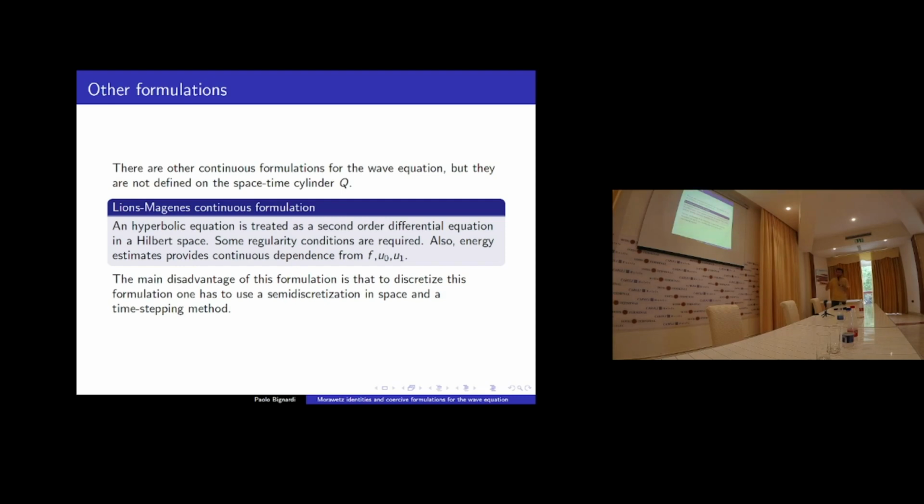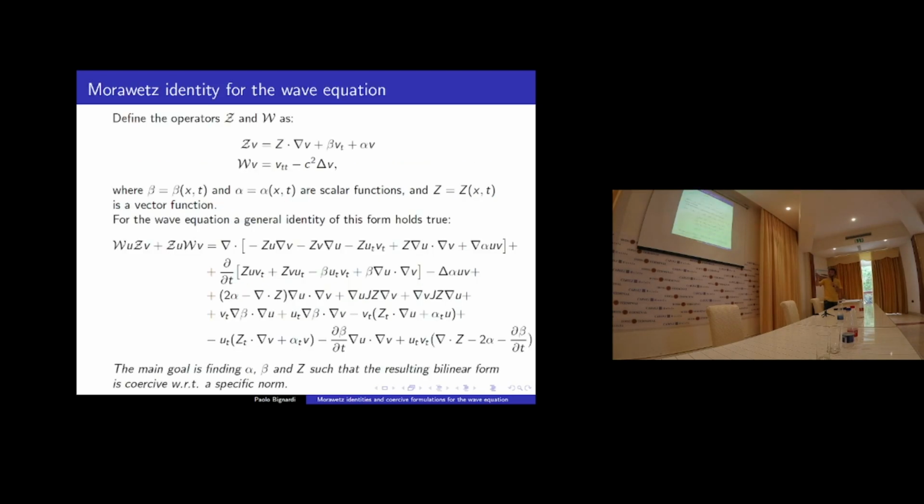So the main appealing thing about the coercive formulation, I think, is the quasi-optimality, which of course makes the coercive formulation worthwhile. So let's go to the wave equation. If we consider those two operators, we can construct this identity, which is a Morawetz type identity. A Morawetz identity is not exactly like this, but it's somewhat similar.